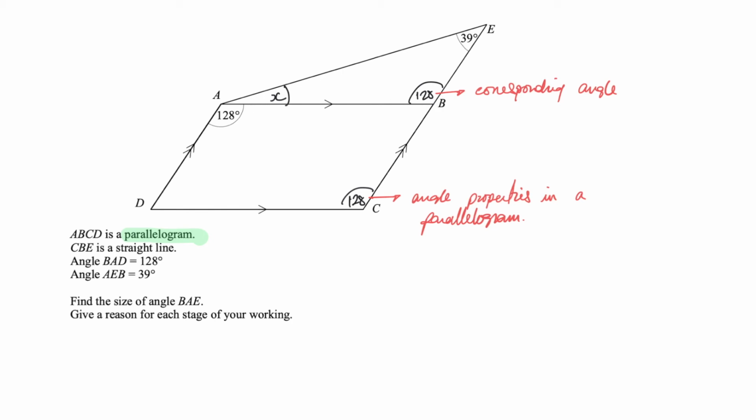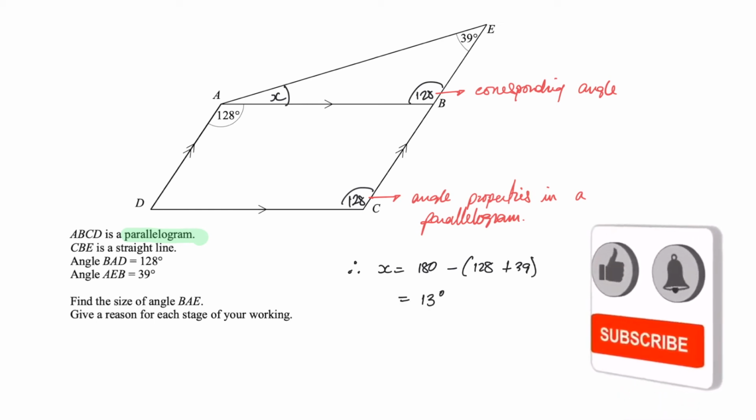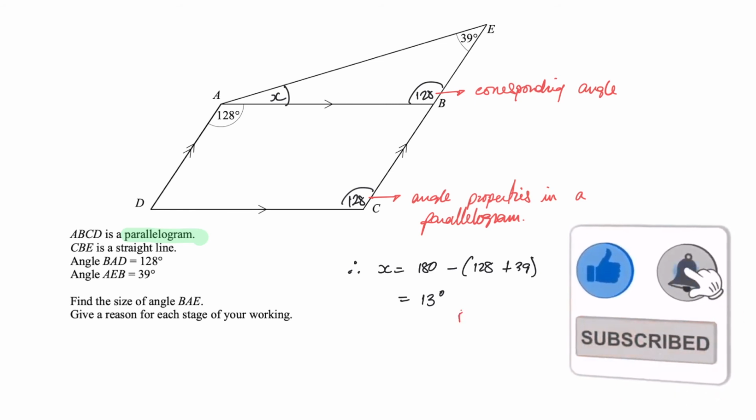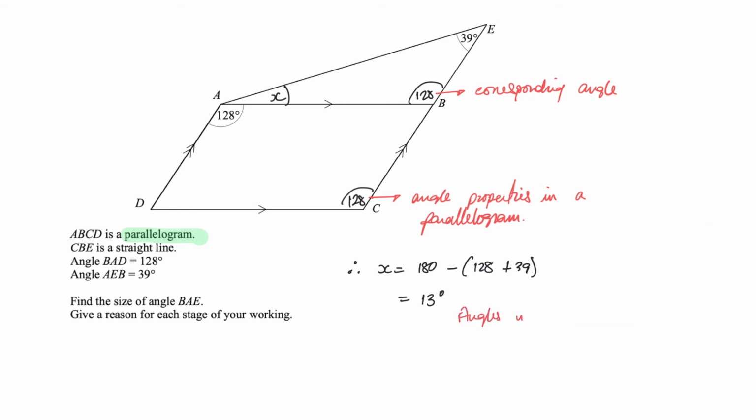We know they add up to 180 degrees. So therefore, we can say that X is equal to 180 degrees, take away the 128 plus the 39, which gives us the grand old total of 13 degrees. And the reason for that is angles in a triangle add to 180 degrees. And just like that, we are done. 3 minutes and 11 seconds in.